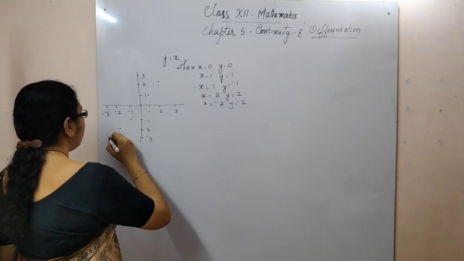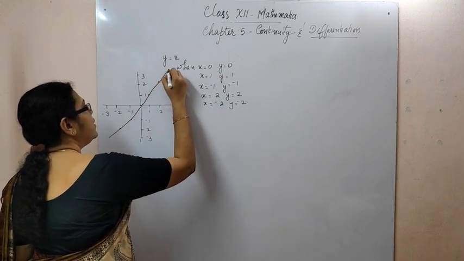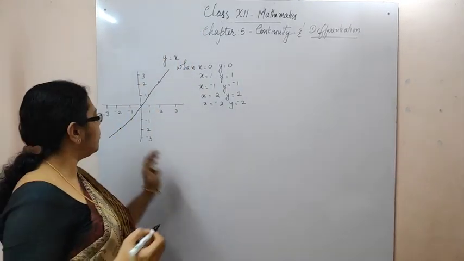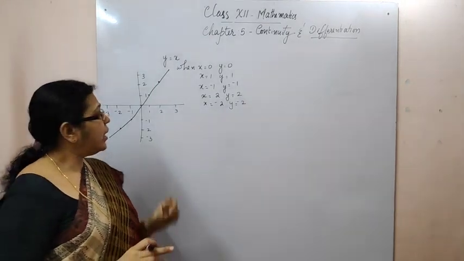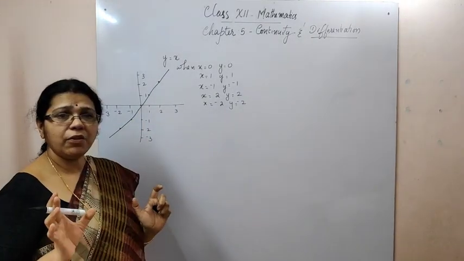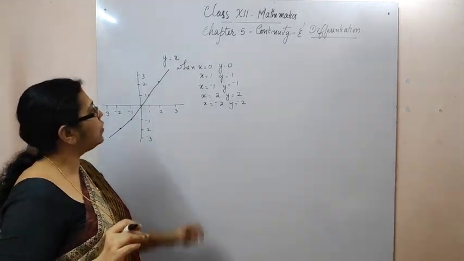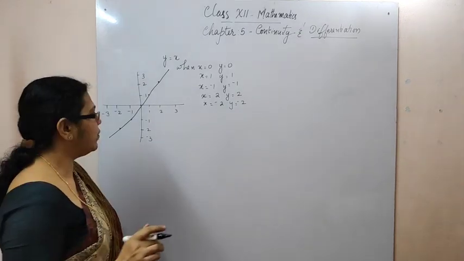When I draw the graph, or when I join these points, I can see that this is a continuous graph. This gives me a continuous graph. That means while I was drawing this graph, at any point did I take my hand off the graph? No. It was a continuous one. So I can say that y is equal to x is a continuous function.